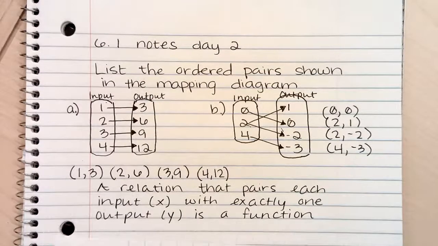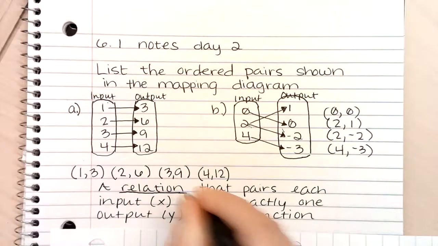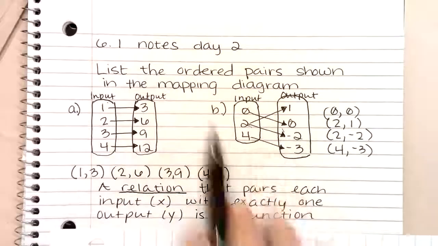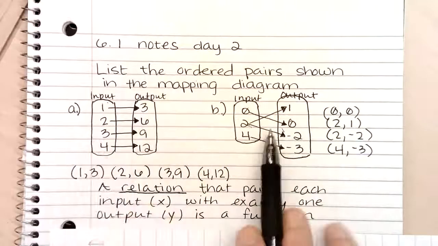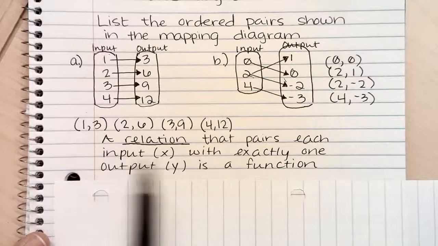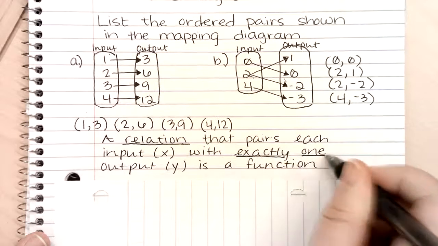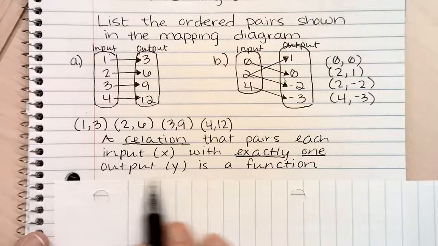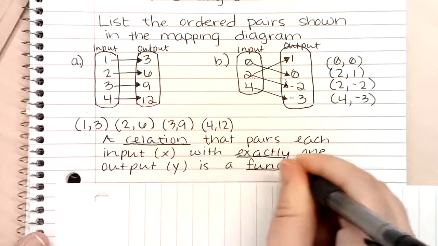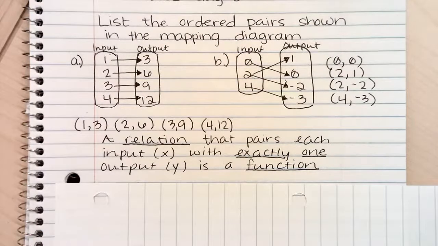Okay, this is important to note. A relation, which is what we were looking at in those mapping diagrams, is how 2 sets of inputs and outputs relate to each other. But a relation that pairs each input, that means your X's, with exactly 1 output, the Y's, is a function. I know this is kind of complicated to think about in words, but I'm going to show you what that means.